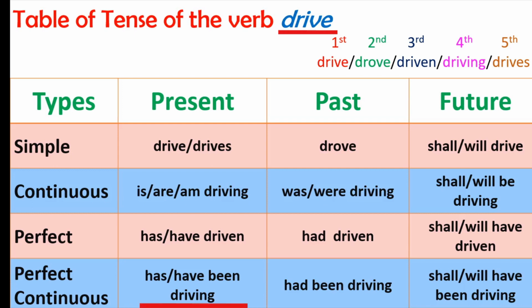In present perfect continuous tense, we use the verb's fourth form with helping verb has or have, been. In past perfect continuous tense, we use the verb's fourth form with helping verb had, been. In future perfect continuous tense, we use the verb's fourth form with helping verb shall or will. Been before the fourth form is common in the perfect continuous aspect of each tense. This table will be discussed briefly in coming separate videos of present, past and future tense.